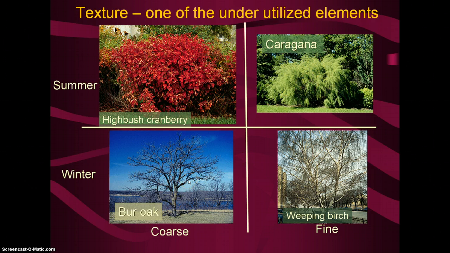Winter is similar, but now the dominant feature is the stems, and you've got things like bur oak, which has a very coarse texture. It well illustrates all the characteristics: a lot of space between the branches, thick branches, rough, quirky surface texture of all the branches, and a dark color to the branches. Taken all together, it gives you a very coarse texture. Conversely, a weeping birch with lots of thin, light-colored shoots and branches imparts a much finer texture.